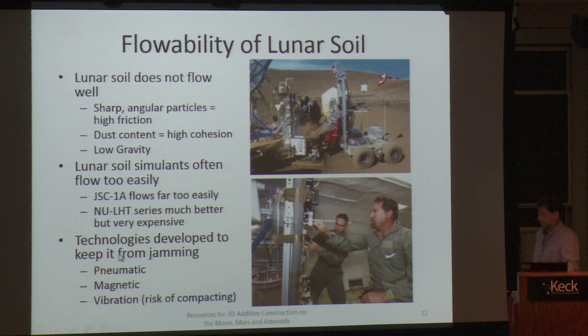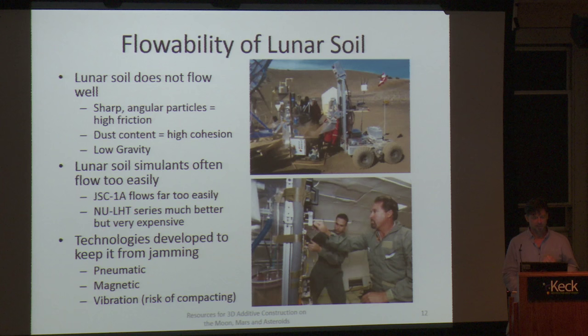But on the moon, you're going to need technologies for preventing jamming, including perhaps pneumatic transfer, which we're shown testing here on the right, or magnetic methods, or vibration. But we've seen that when you use vibration to help flow the soil, it actually compacts the soil and makes it flow less in some cases. This is important if you've got a feed system on your additive manufacturing unit. You need to consider how the regolith is going to flow.